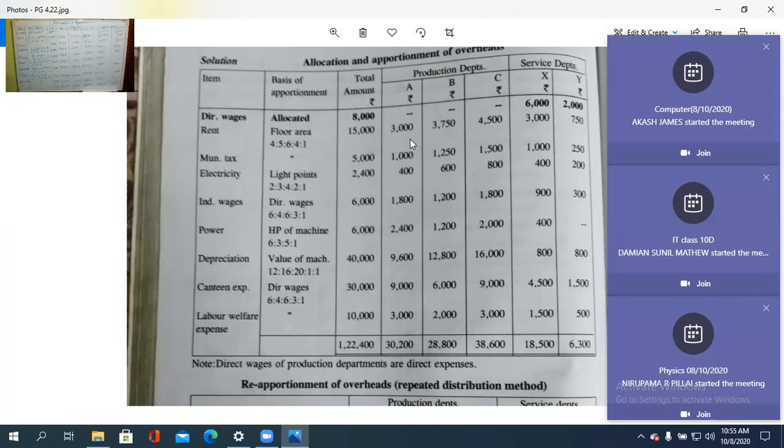Next, we need to reapportion the overhead of the service department to the production departments.